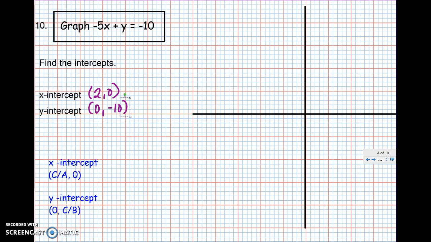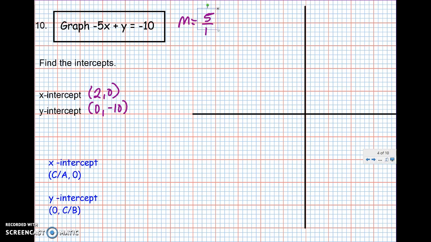Now let's say that one of my intercepts was a fraction, and so then I would only have 1 point because I don't really want to graph a fraction. I can, but it'd probably be easier to just find the slope, in which case I would do negative a over b, so negative negative 5, which makes it 5 over 1. And then I can use my slope to find another point. So remember that you're never stuck.